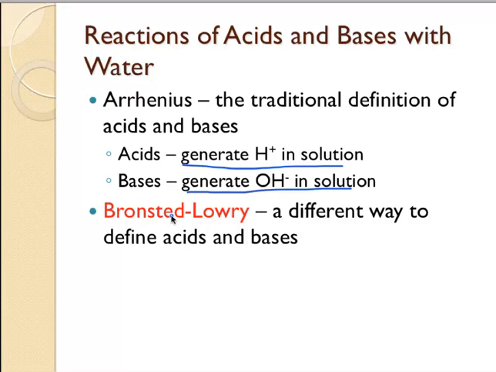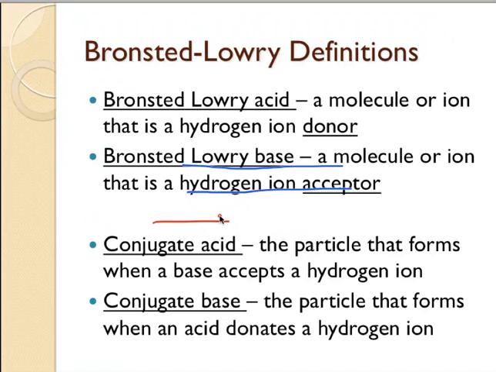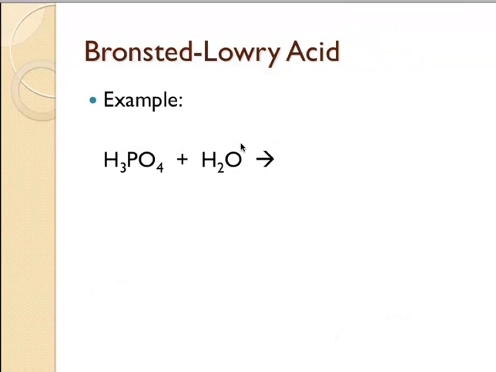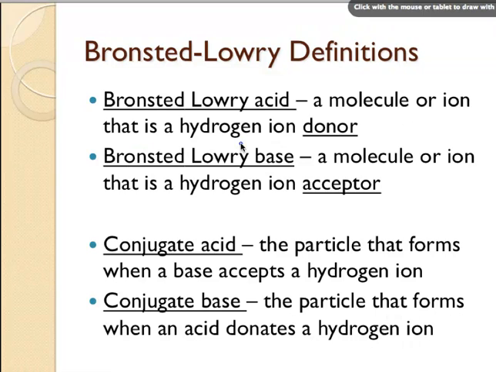Now we're going to go into a little bit broader definition, the Bronsted-Lowry. A Bronsted-Lowry acid is a molecule or ion that is a hydrogen ion donor. Now, you should write these definitions down along with this short explanation. Hydrogen ion is an H+.